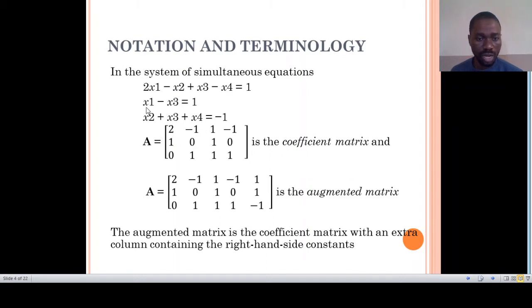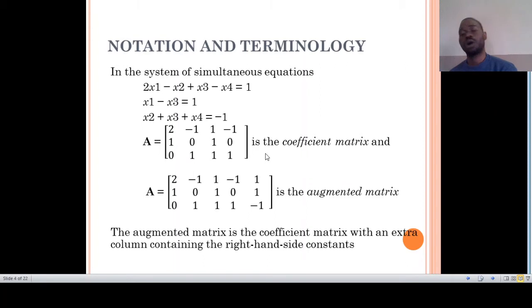The second equation has 0, 1, 0, minus 1. As you can see, it contains only x1 and x3, meaning that x2 and x4 are 0. So which is why we have 1, 0, 1, 0. And likewise, equation 3 here has no x1, which means that the coefficient will be 0, and the x2 is 1, the x3 is 1, and also the x4 is 1, which are the coefficients of the matrix.